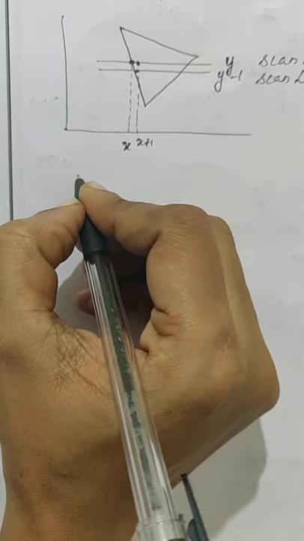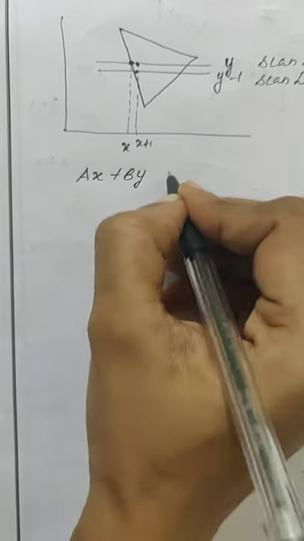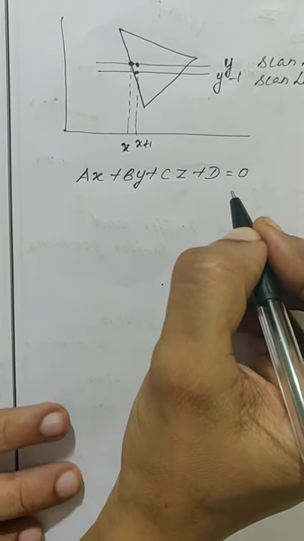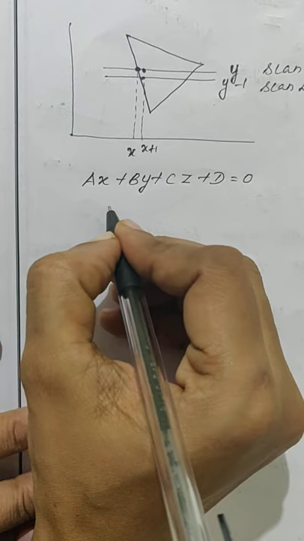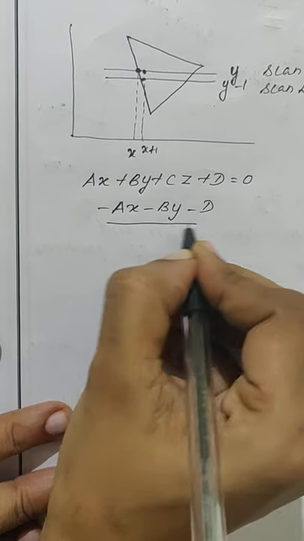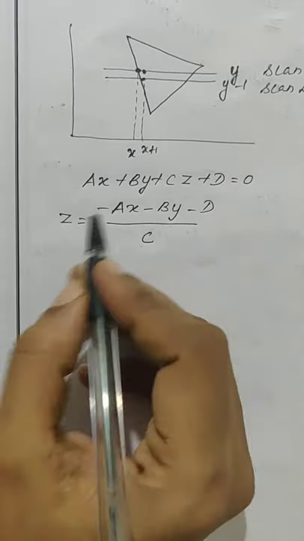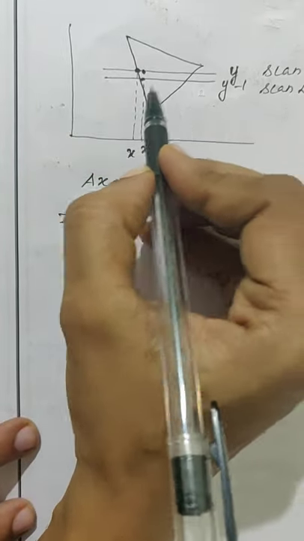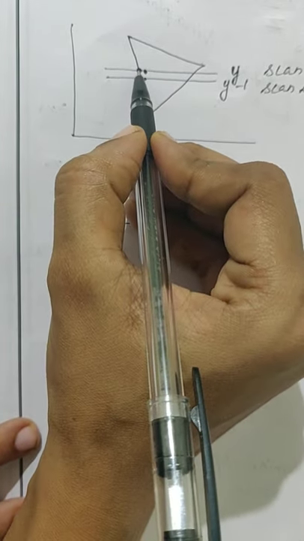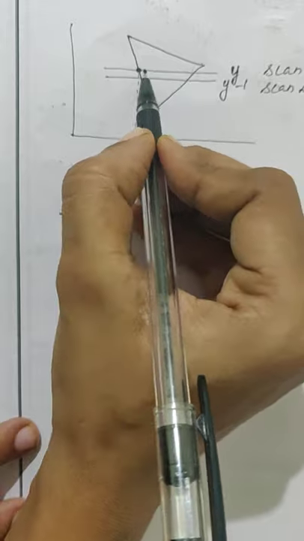I'll write the plane equation for my polygon. The equation will be ax plus by plus cz plus d equal to 0. From this, can I calculate the z value? The z value will be minus ax minus by minus d, divided by c. With this formula, if I sit and calculate the z value for every pixel, this will be a tremendous job. So if I could calculate the z value of a single pixel, with that value I can proceed to the nearby pixel.